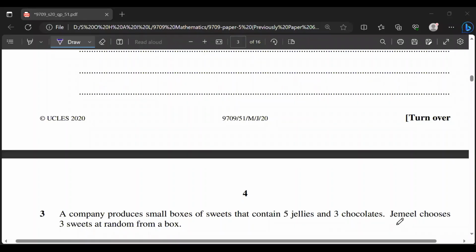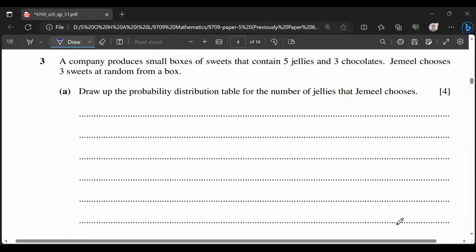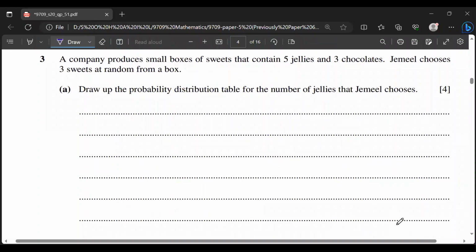Question number 3. A company produces small boxes of sweets that contain 5 jellies and 3 chocolates. Jamil chooses 3 sweets at random from a box. Draw up the probability distribution table for the number of the jellies that Jamil chooses.